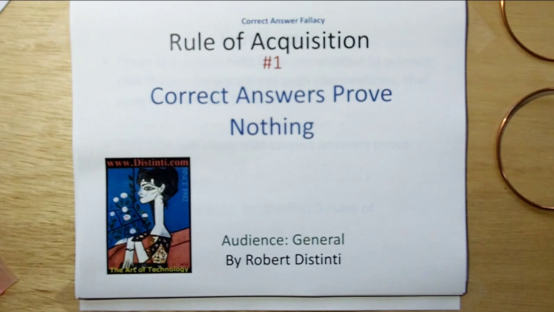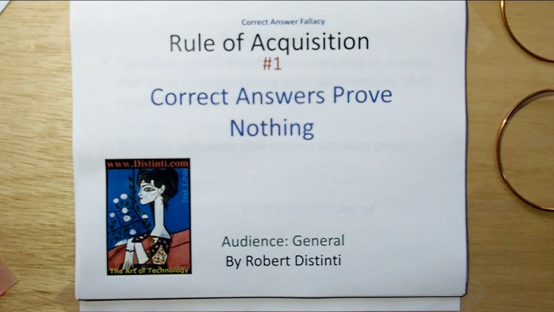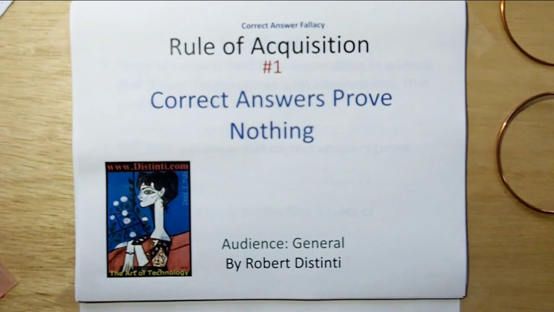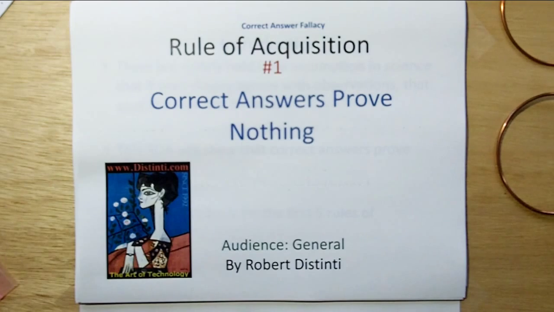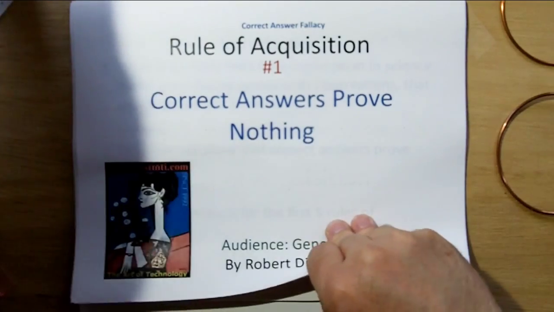This is part of revamping the Rules of Acquisition, because as time goes on I find better and better arguments and start replacing old Rules of Acquisition with better ones. But Rule of Acquisition 1 is the paramount Rule of Acquisition because it's an argument that correct answers prove nothing.